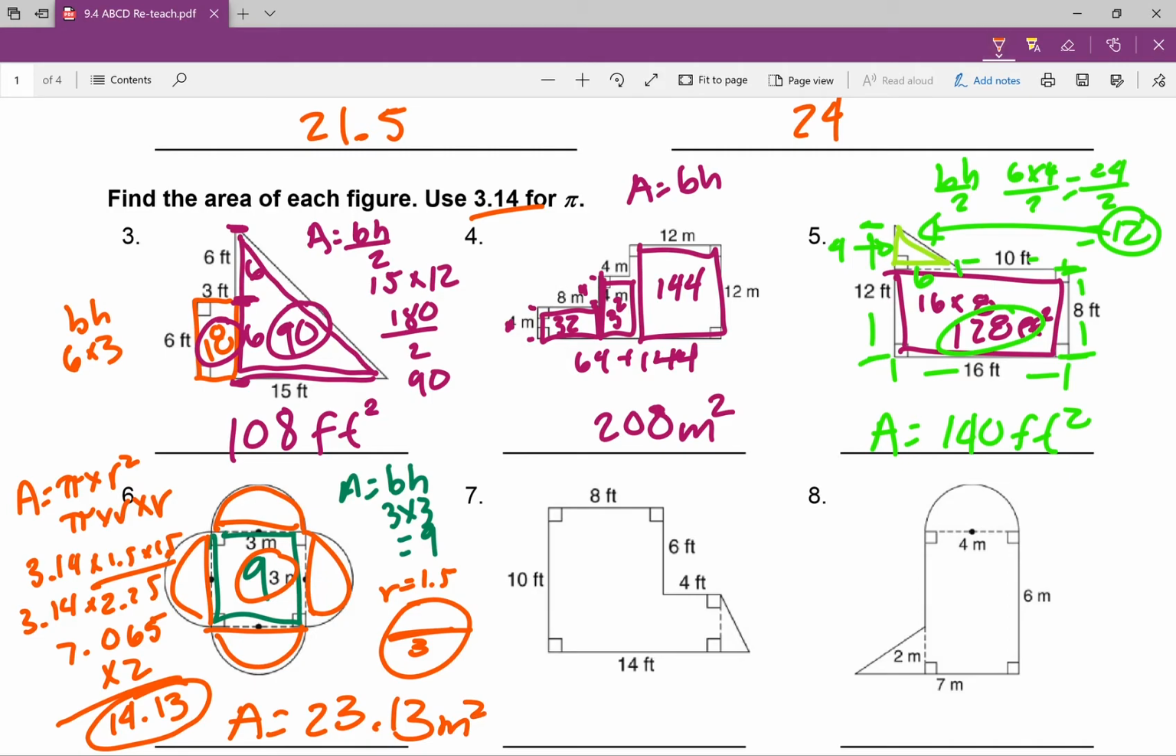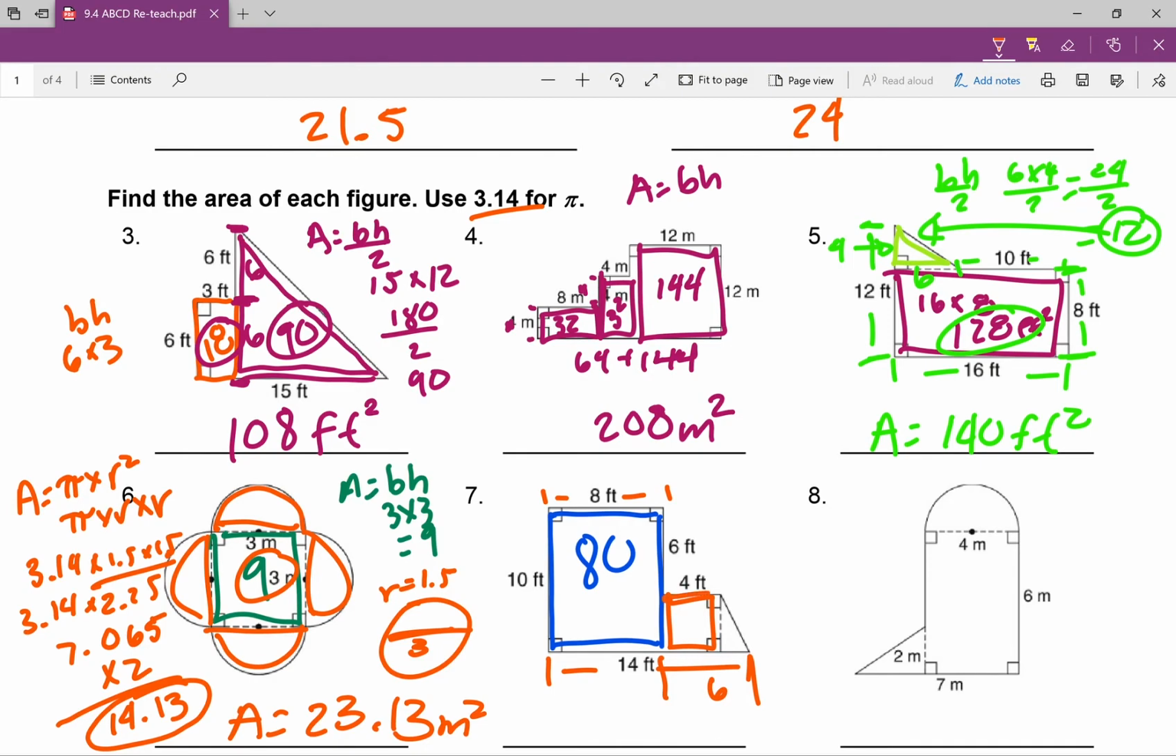Next one, I have clearly what seems to be a rectangle, which is a 10 by 8, which is just gonna be 80. And then I have this shape right here. It looks like a square, but I gotta figure it out. So I know from here to here is 14, and from here to here is 8. So that means that this whole distance is gonna be 14 minus 8, which is 6.